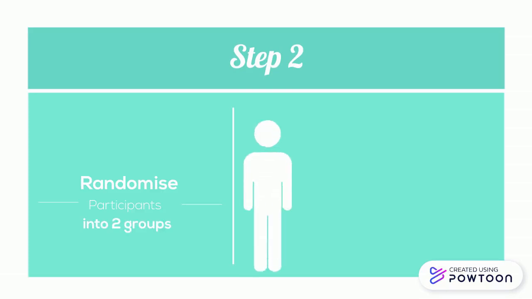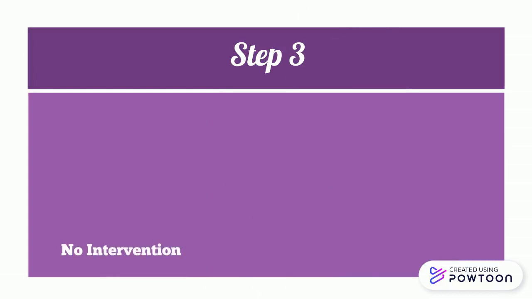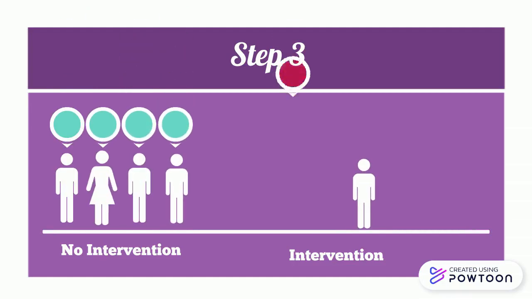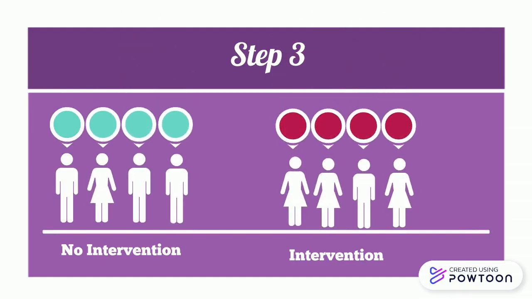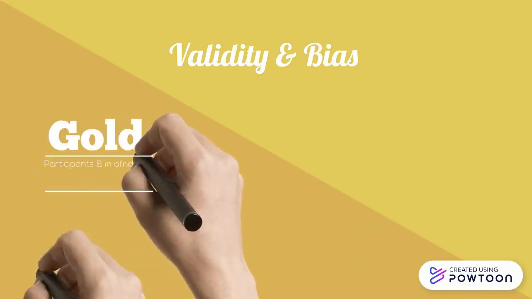Step 2. Participants are randomly assigned to two different groups. Half are placed into a group who receive a placebo or non-intervention, and the other half are placed into a group with an intervention. This may be either a drug, a policy, or a diet.